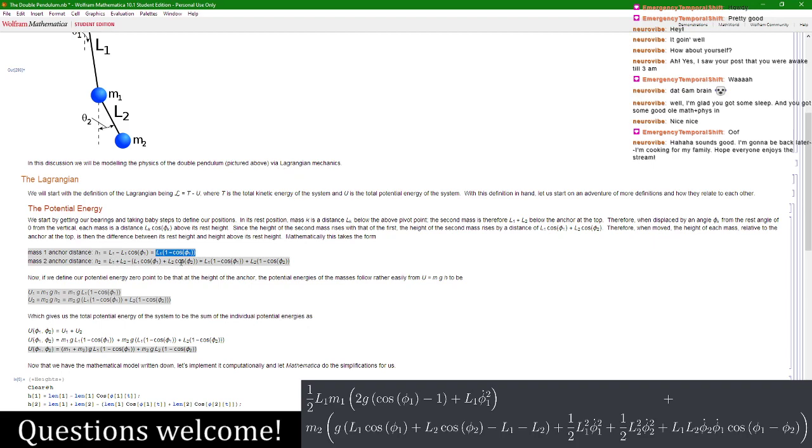And then similarly, we take the rest height of mass 2 and subtract the amount it has risen when displaced by an angle phi, which is over here. And then we get this good old doodad. So already things are getting a little complicated relative to a single pendulum.